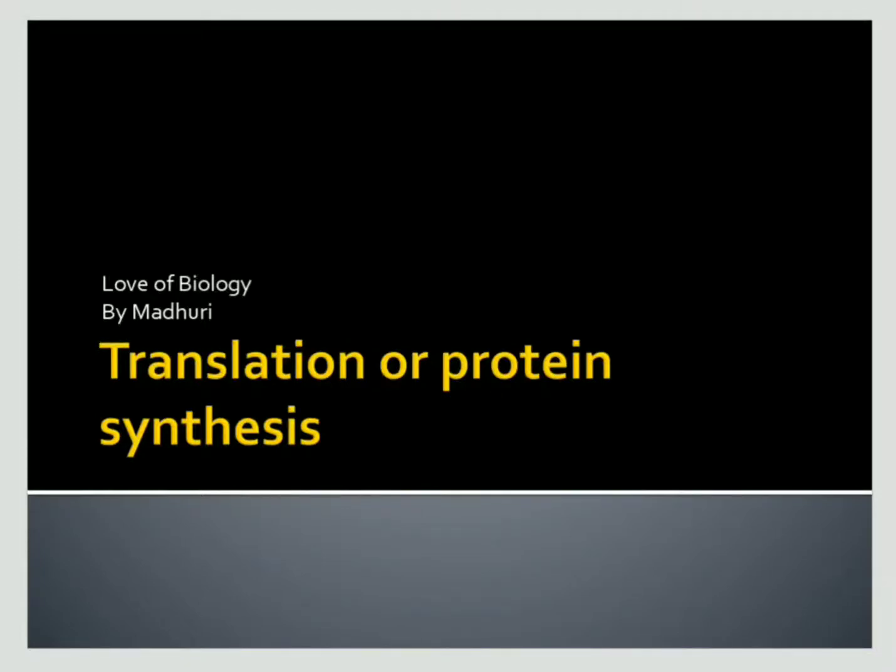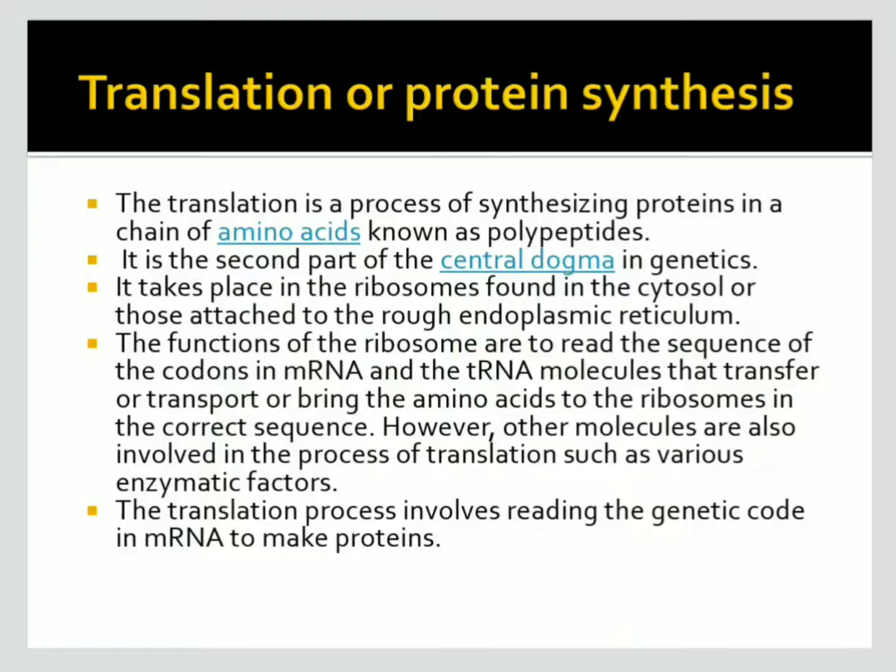Today we are going to learn about translation, or protein synthesis. Translation is the synthesis of proteins, which are made up of amino acids, called a polypeptide. It is the second part of the central dogma. It takes place in the ribosomes, which are present in the cytosol or on the rough endoplasmic reticulum.